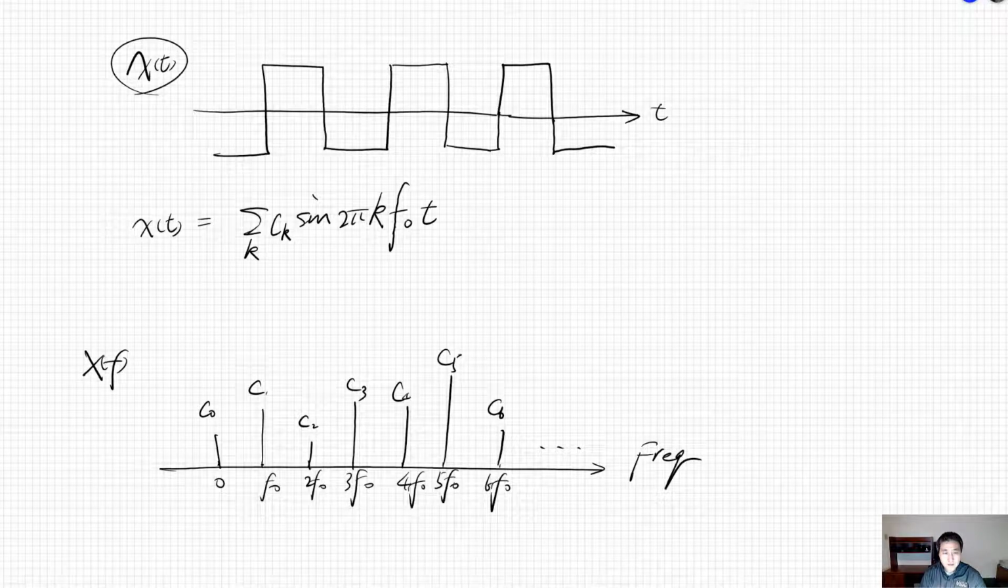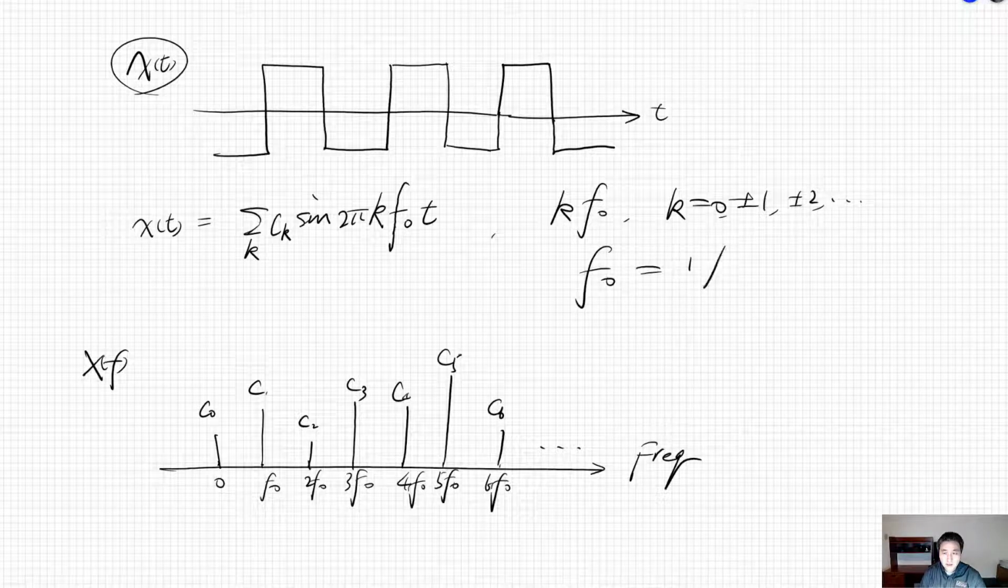These sine functions are harmonically related, meaning that the frequency is given by k f0, where k is an integer: 0, positive, negative 1, positive, negative 2. f0 is the fundamental frequency, that is the inverse of the signal period, which is, in this case, for the square wave, from this rising edge to the next rising edge.